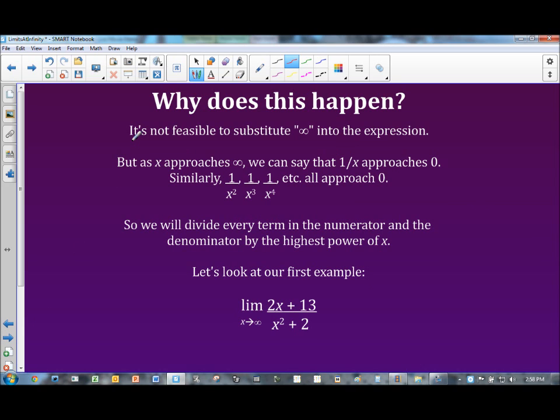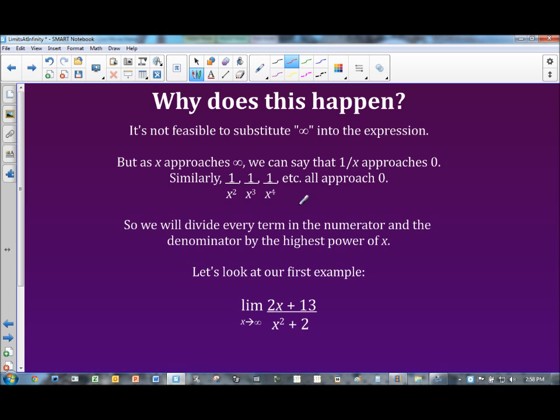We can't really substitute. When we're talking about limits, remember one of the strategies was you could plug in the value that x is approaching. But you can't plug infinity into an expression. It's not really a number. It's just the concept of being really, really big. But what we do know is that as x approaches infinity, 1 over x approaches 0, right? That makes sense. And by the same logic, 1 over x squared, 1 over x cubed, 1 over x to the 4th, all of those approach 0.